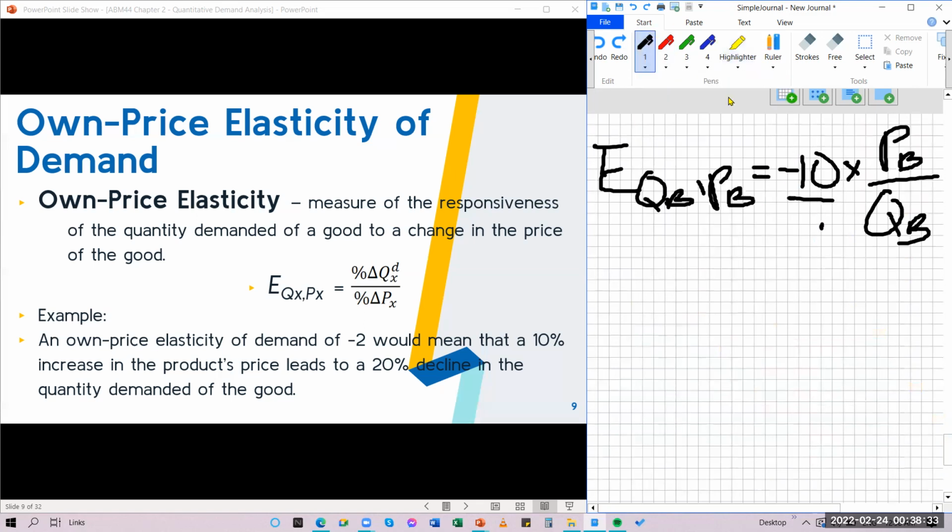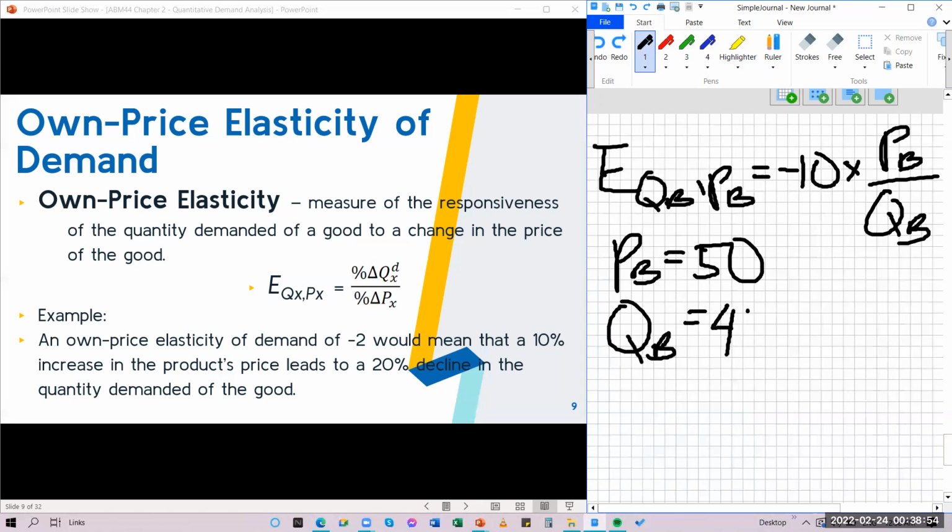So negative 10 times P and B. So we will be assuming that the price of beer would be at least 50. So let's have that example. And the quantity of beer demanded is at least 400, so medyo daghan siya. So let's solve and calculate this one.